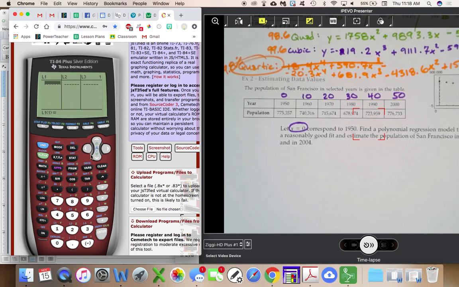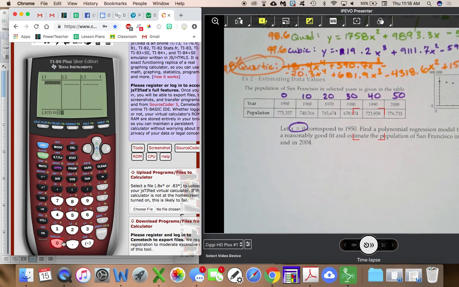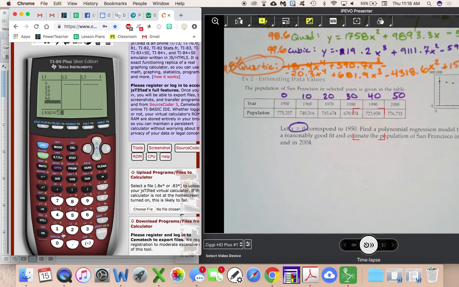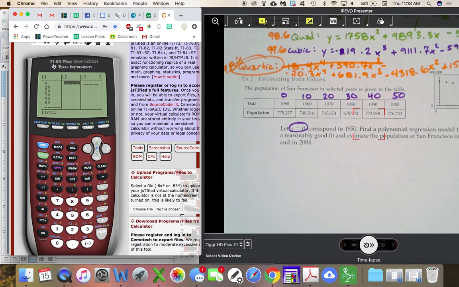Okay. And now I'm going to start typing in my stuff. So 0, enter. 10, enter. 20, enter. 30, 40, 50, and that's all. 775, 357.